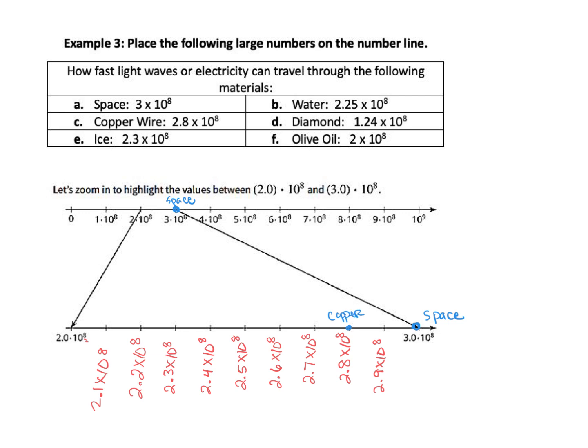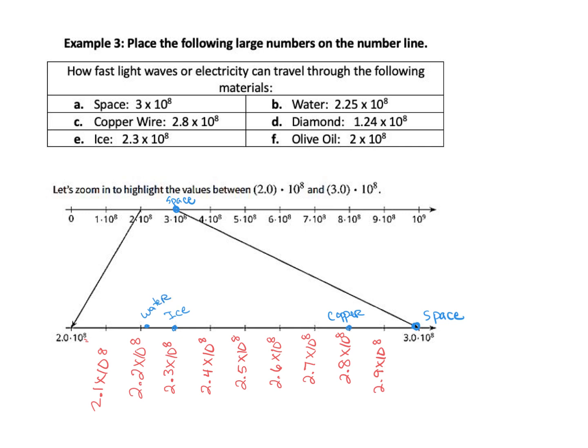All right. Ice is 2.3 times 10 to the 8th. So this is ice. I guess I did these out of order, but here's water, 2.25 times 10 to the 8th. So I have 2.2, 2.3, I have 2.25. So that's going to be a little bit closer to here. So this one is water.